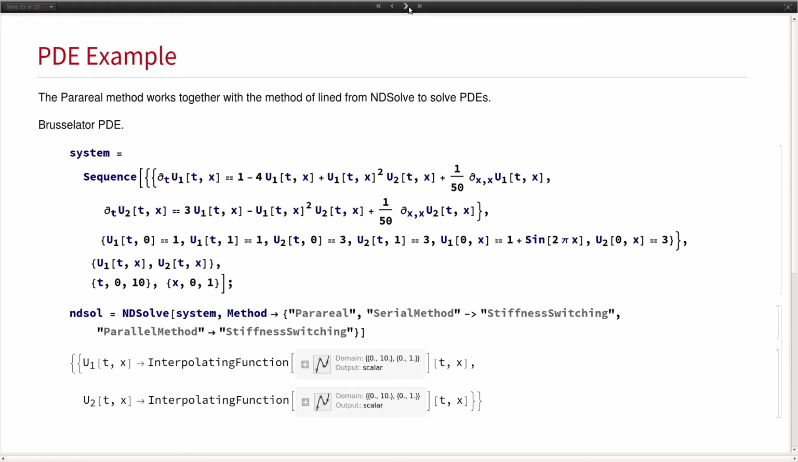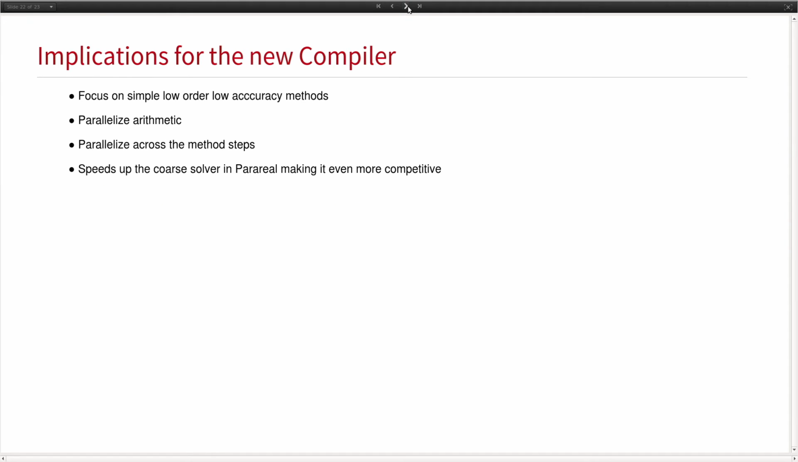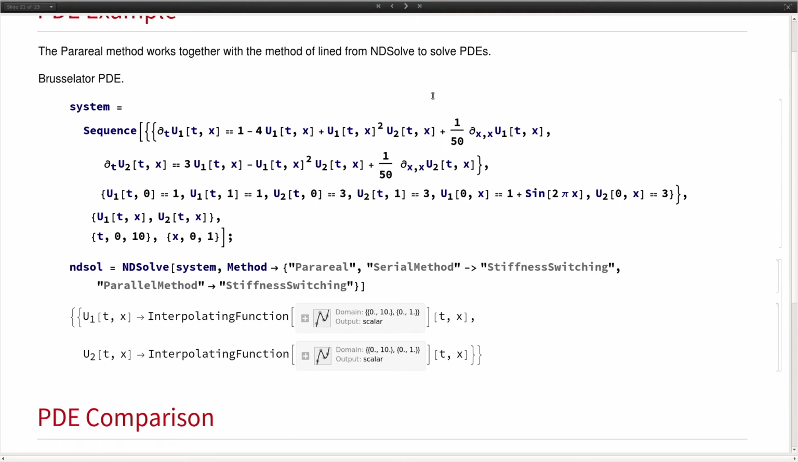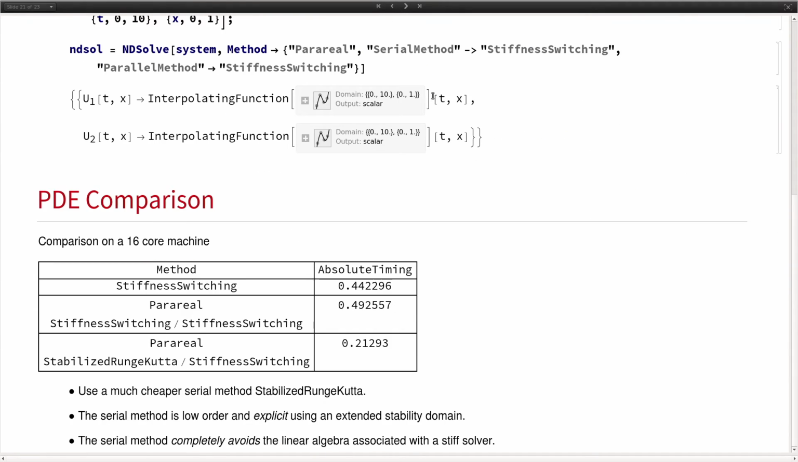But what about the runtime? I want to show at least one example where I got some speedup with this method, even if it's just in its infancy. So here's one for this Brusselator problem. If I just call NDSolve with a stiffness switching method, on this 16-core machine, it takes almost half a second to solve this PDE problem. If I call Parareal with the same method for the serial and parallel computation, it takes a little bit longer. So it's no real speedup.